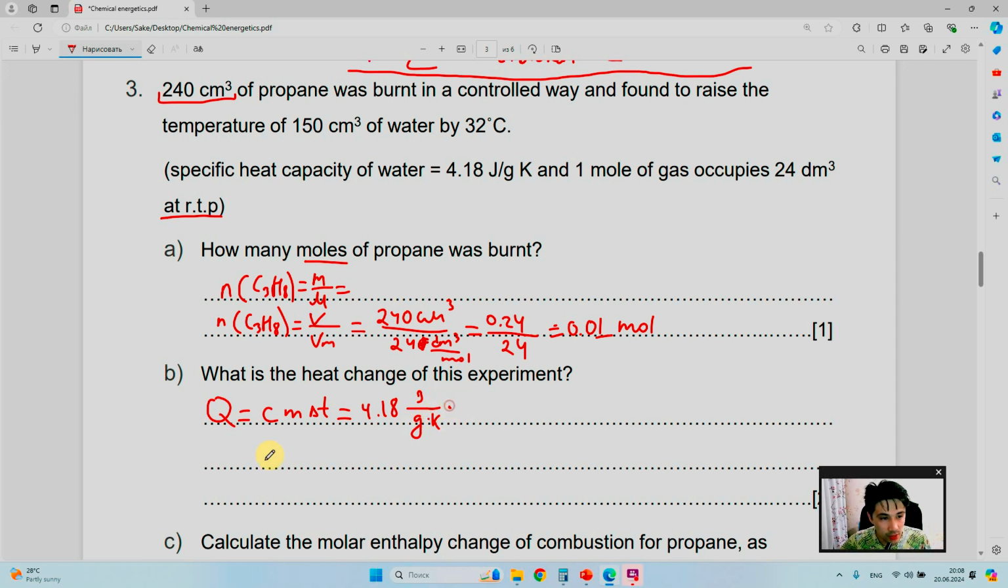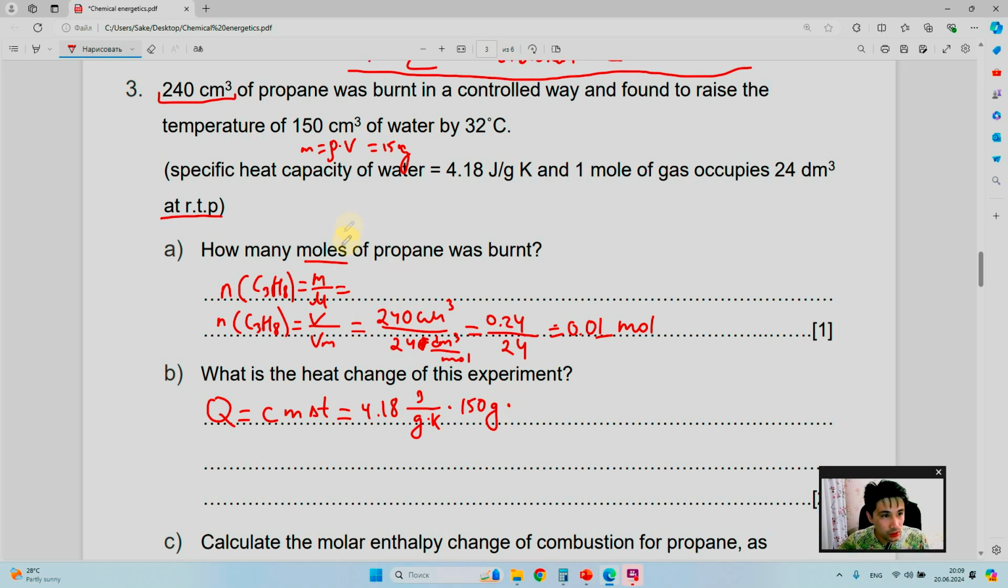Then we need to take the mass of the substance being heated. So this is again water, and we have 150 centimeters cubed of water. So we cannot use the volume of water, we need to transfer it into mass. As you remember, mass equals density times volume, and we know that water has a density equal to 1 gram per centimeter cubed. So simply this equals grams, so it's 150 grams, so we can just keep the same value here.